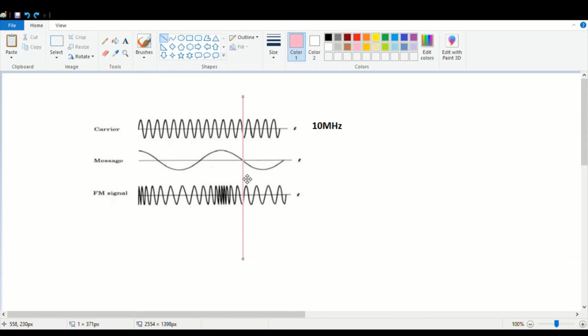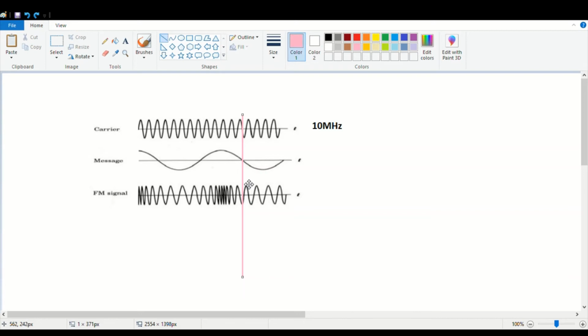Now we come to another time instant where the amplitude of the message signal is 0. So here, as explained earlier, the frequency of the FM signal will be equal to that of the carrier signal. So it will be at 10 megahertz.